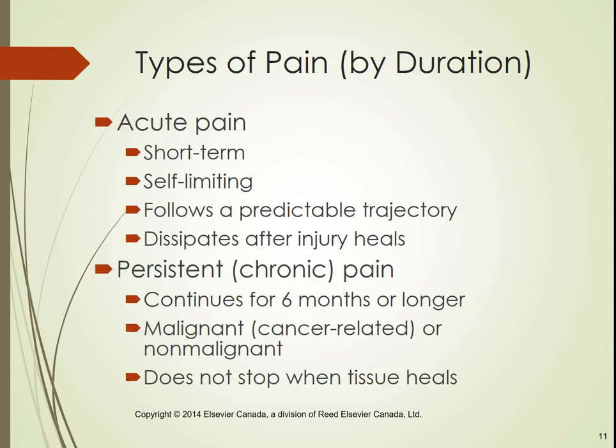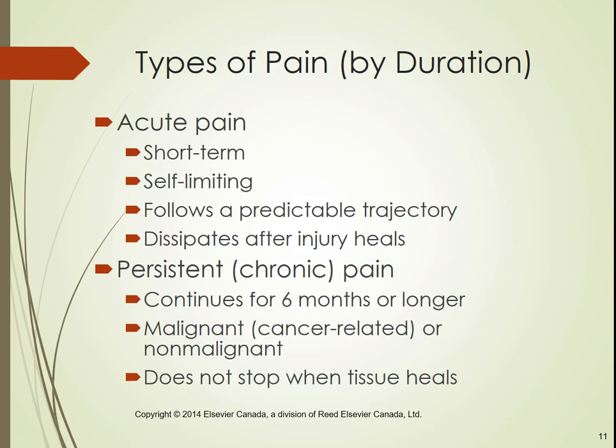The other type of thing that we need to think about is whether it's an acute pain versus a chronic pain. Acute pain is short-term, it's limited, and it usually is related to a healing process. So you get hurt, you have surgery, when it heals, the pain is gone.